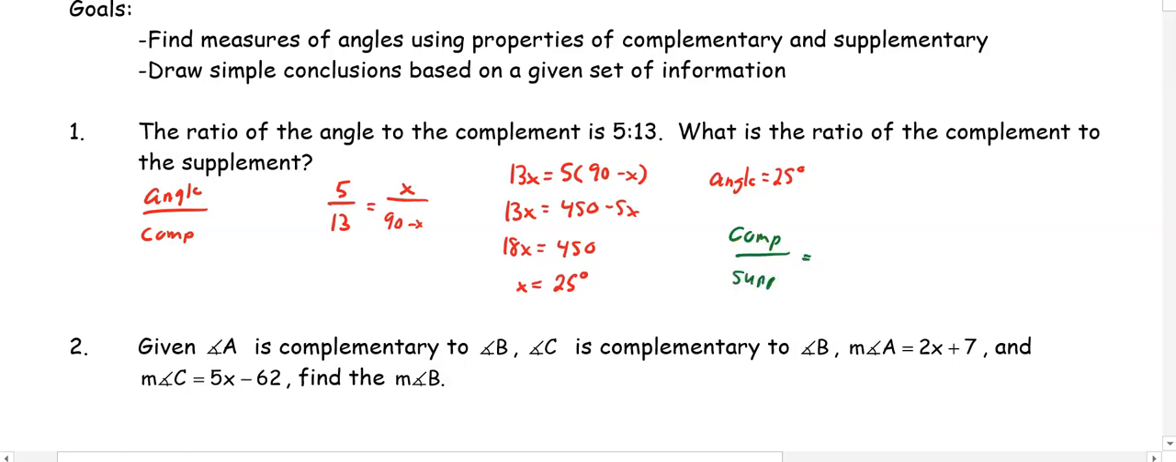So if our angle is 25 degrees, 90 minus 25 would get us a complement of 65. And 180 minus 25 would get us a supplement of 155. So when we reduce both of those numbers, divide by 5, this would reduce to a ratio of 13 to 31.